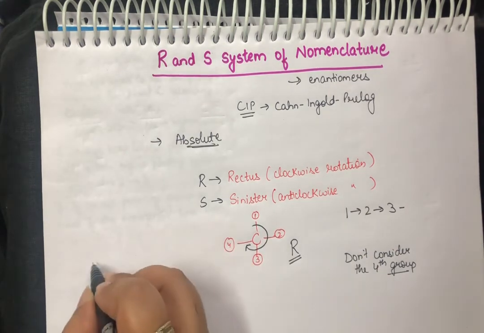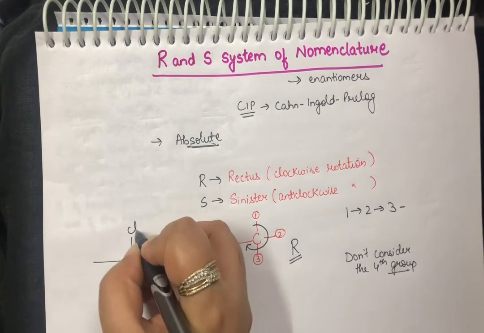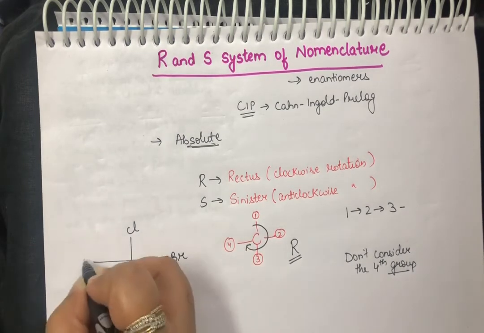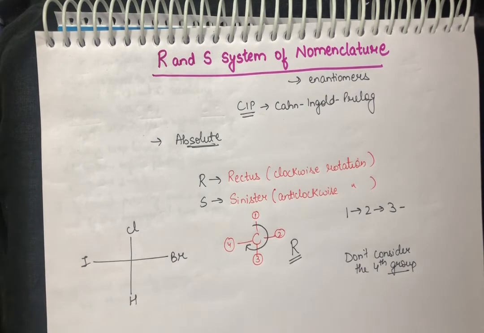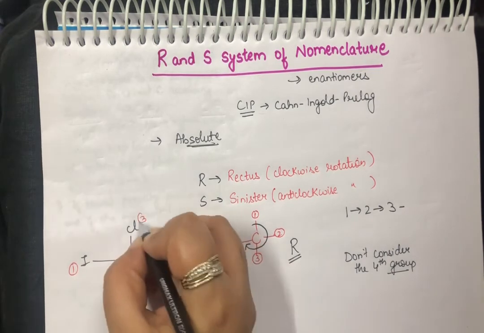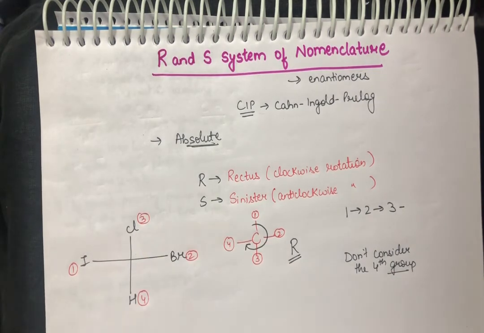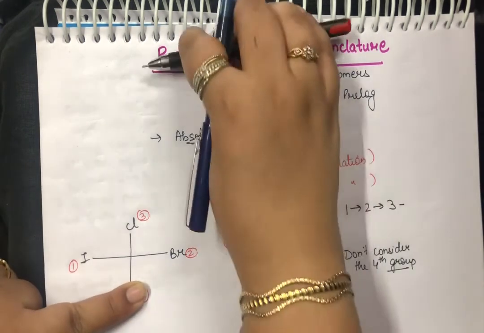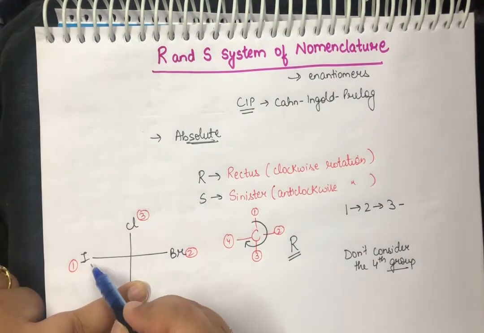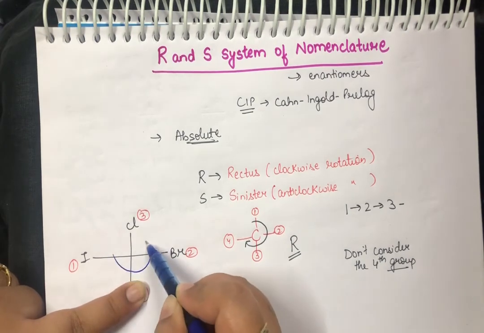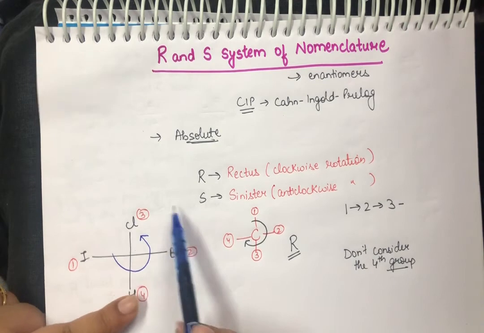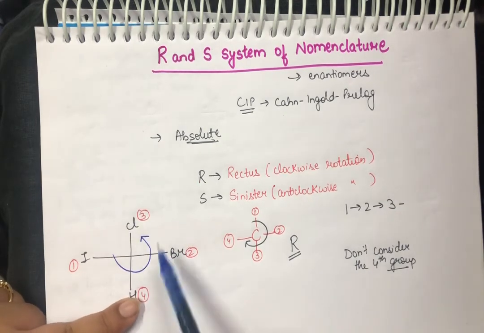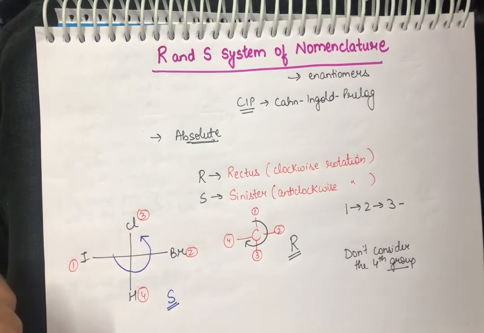Similarly, let's say I have a compound like this. Let's take chlorine here, bromine, hydrogen and iodine here. I am not telling you the rules right now. Let's say iodine was of the first priority, bromine second, chlorine third and hydrogen fourth. And I have already told you not to consider the 4th group. So I am left with 1, 2 and 3. After 1, 2, the compound is moving like this from 1, 2 and 3. And now you can see that the rotation is happening anti-clockwise. So this particular configuration is going to be S.